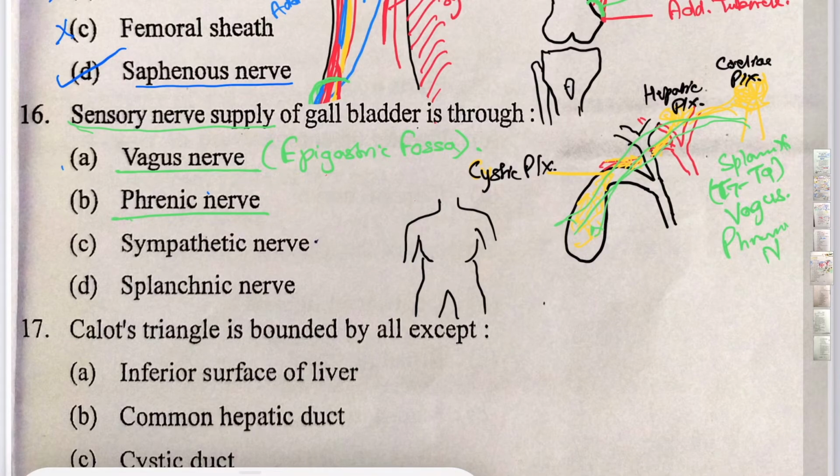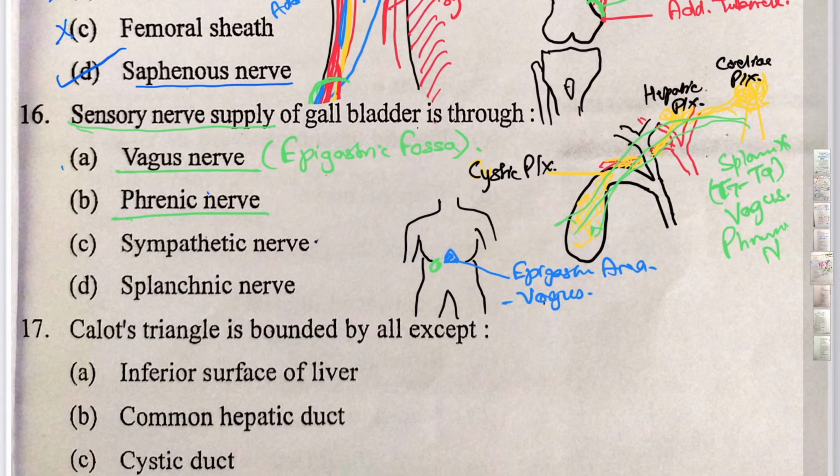Gallbladder is here. Its pain will be referred to this area, that is the epigastric area, and this will be through vagus. If the pain is being perceived through phrenic nerve, then the referred pain will be at this right shoulder. Remember, phrenic nerve is C3, C4, C5.